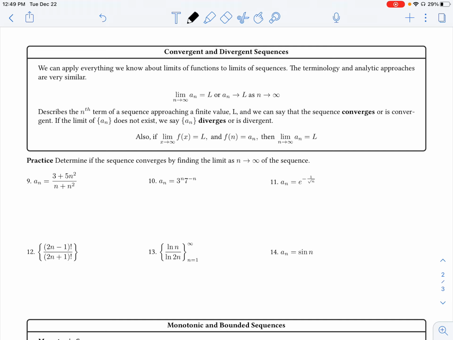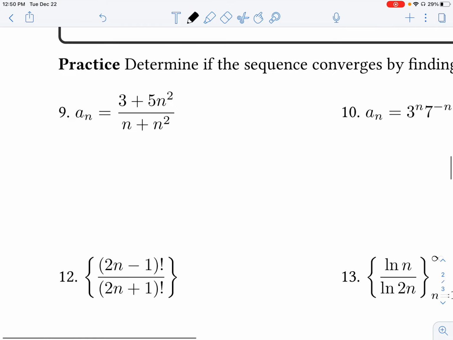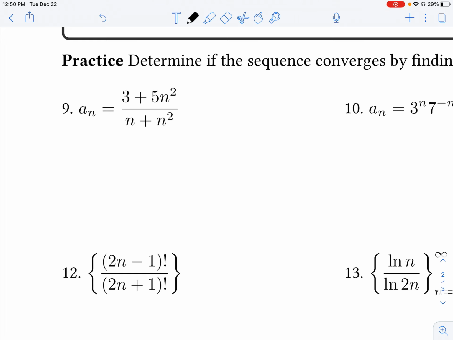So let's look at a couple of examples of sequences that converge or might diverge to make better sense of this. Let's look at this first one here. We've got an nth rule, or general rule, for our a sub n terms, and we're just going to look at the limit of this as we would look at the limit of a function. So we look at the limit as n approaches infinity of 3 plus 5n squared over n plus n squared.